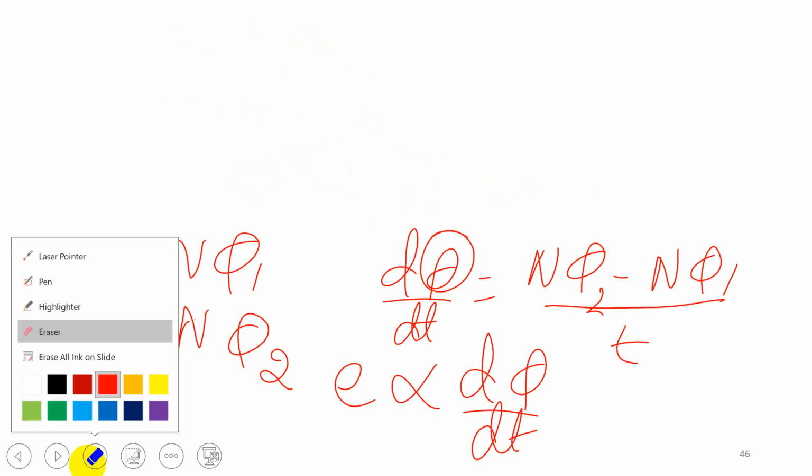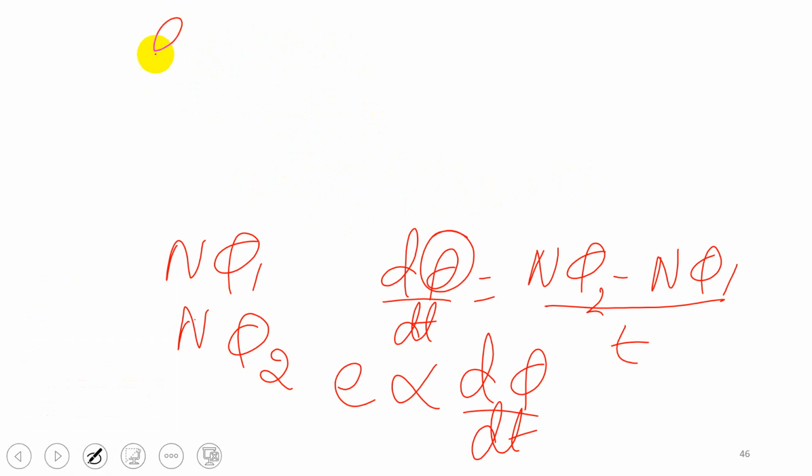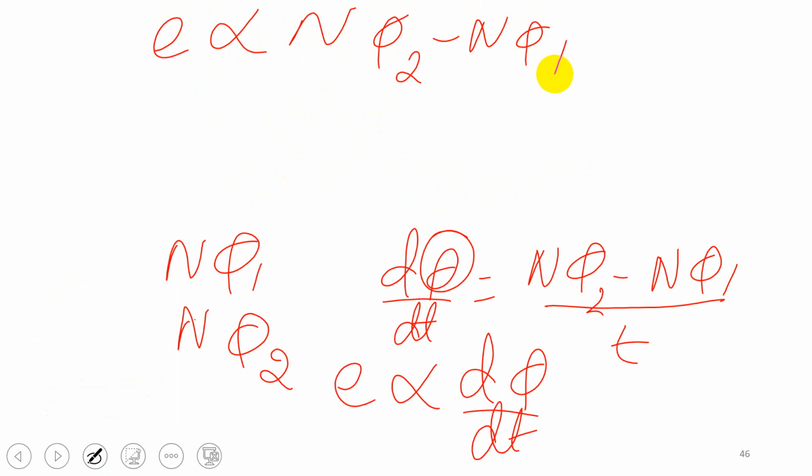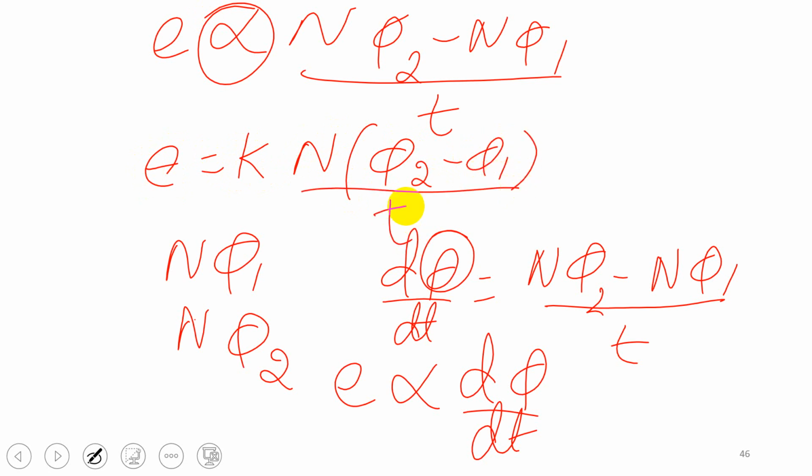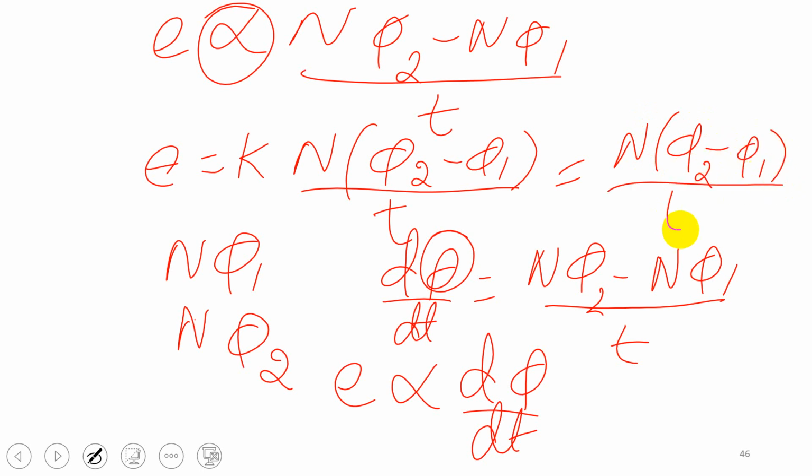So I can write here now. E is proportional to n (phi 2 minus phi 1) divided by t. To remove this proportionality, I will use a constant: E is equal to k into n, the number of turns is the same, so (phi 2 minus phi 1) by t. If I put k as 1 in this equation, then this equation becomes n into (phi 2 minus phi 1) divided by t.